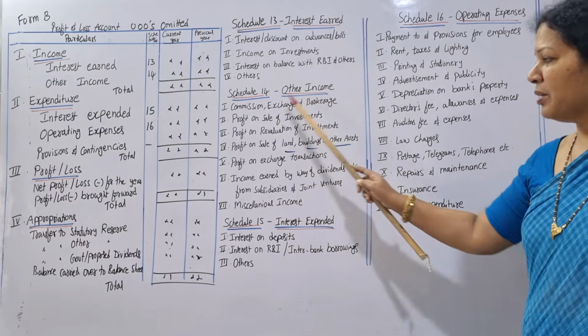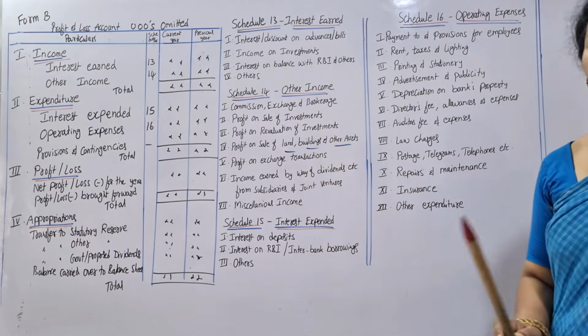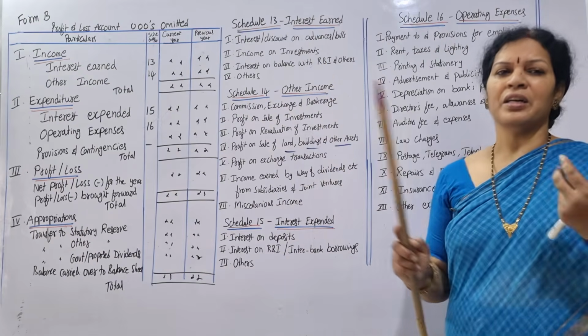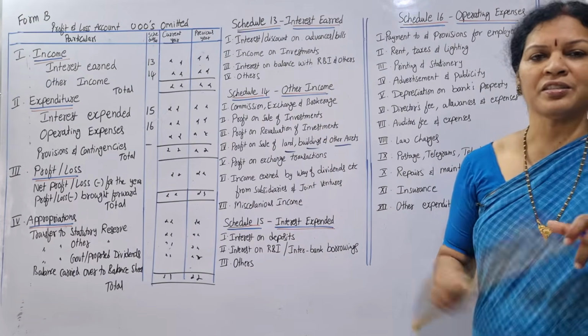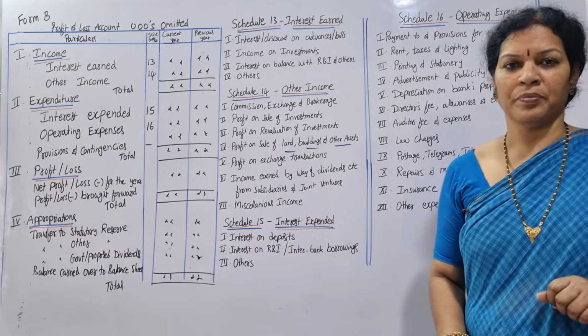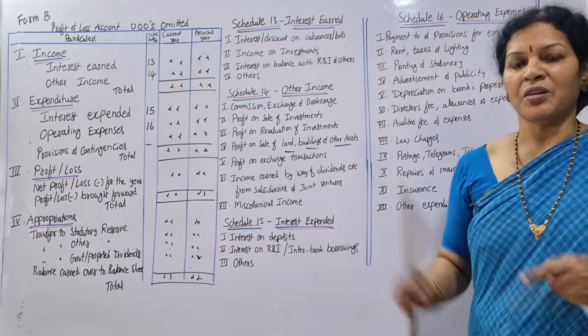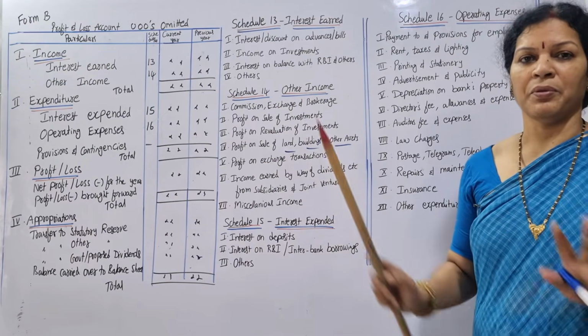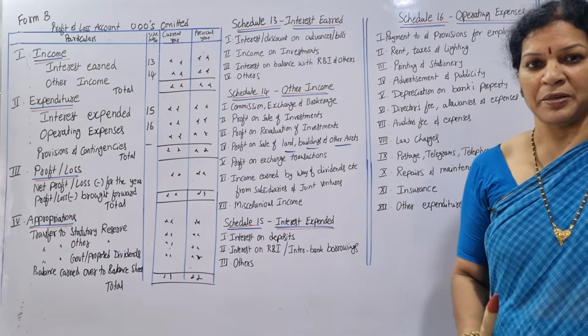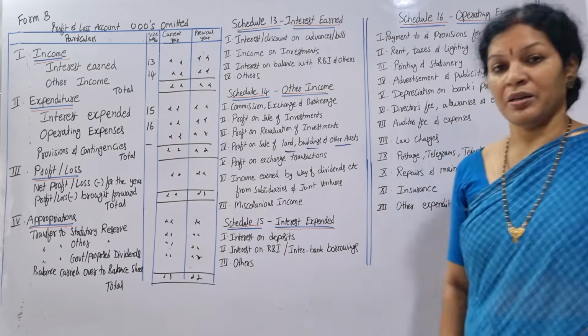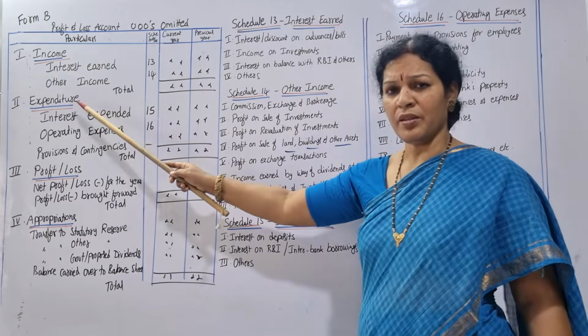And miscellaneous income. Anything. In simple words, you can say, when you earn anything through the interest, that is schedule number 13. The income which is not under schedule number 13 is schedule number 14. That's all. Easy to remember. 13, 14 is over. Now coming to the expenditure.